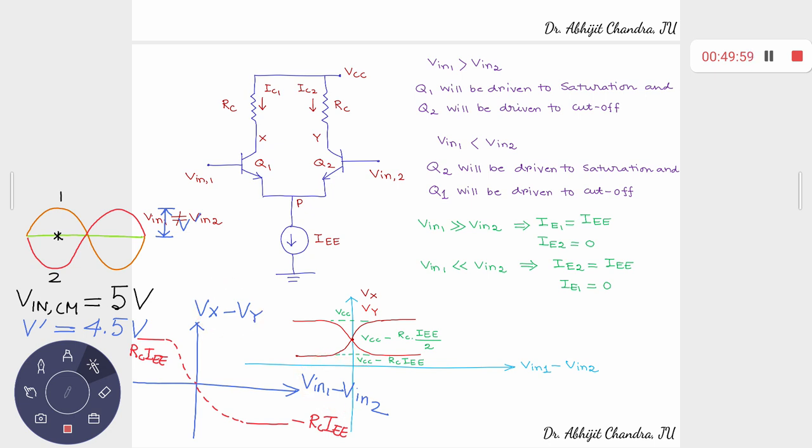Right? So, how can you calculate the gain of the amplifier circuit? How to calculate the gain from the graph itself? This is called the transfer characteristic, output voltage versus input voltage. Now, if you take the slope of the graph, del V out by del V in, that will give you the gain.